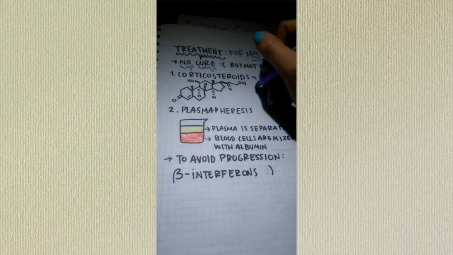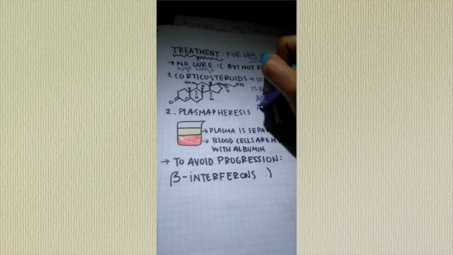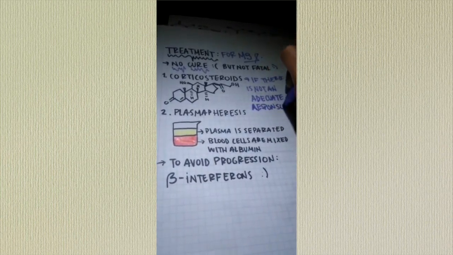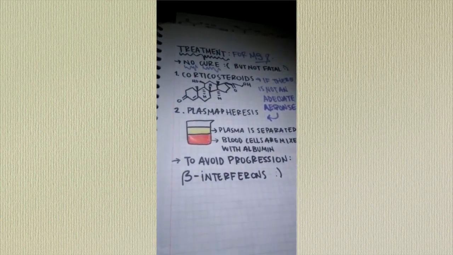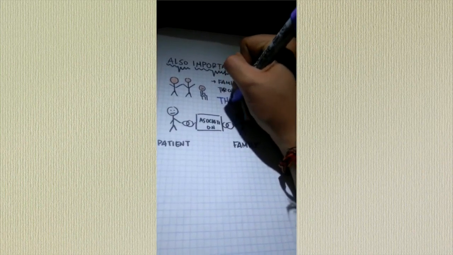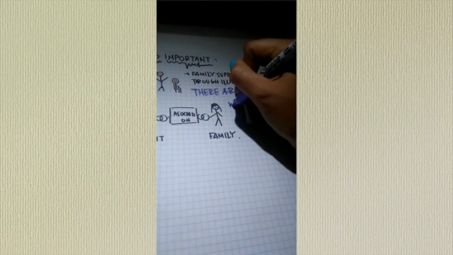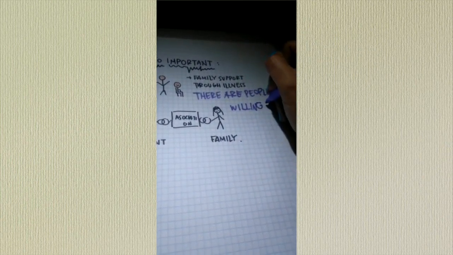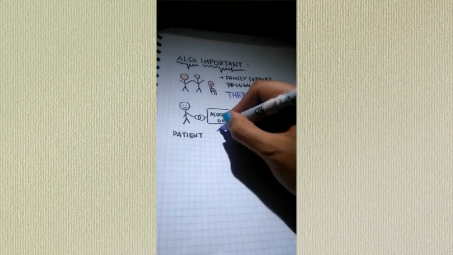Corticosteroids are used to regulate the immune system. If there is not an adequate response, plasmapheresis is another option. And to avoid its progression, interferon is used. There must be emotional support also. The association of the patient with the family is vital for a good management of MS. A new compound called furosemide is being tested, and it seems to be a potential new treatment for multiple sclerosis.